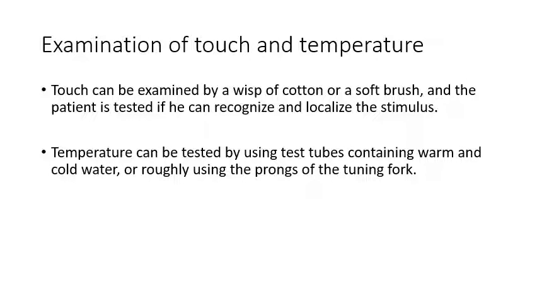Methods of examination of touch and temperature are as follows. Touch can be examined by a wisp of cotton or a soft brush, and the patient is tested if he can recognize the stimulus, and this is for crude touch, and localize the stimulus, and this is for fine touch examination. Temperature can be tested by using test tubes containing warm and cold fluid, or it can be examined roughly using the prongs of the tuning fork, which is usually colder than the environment.